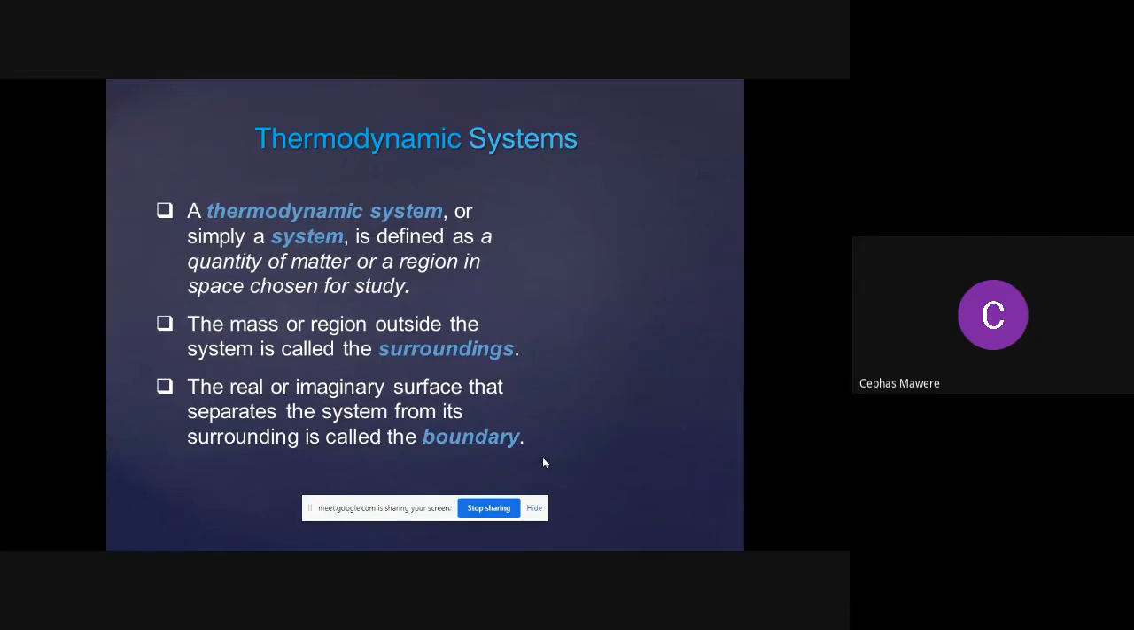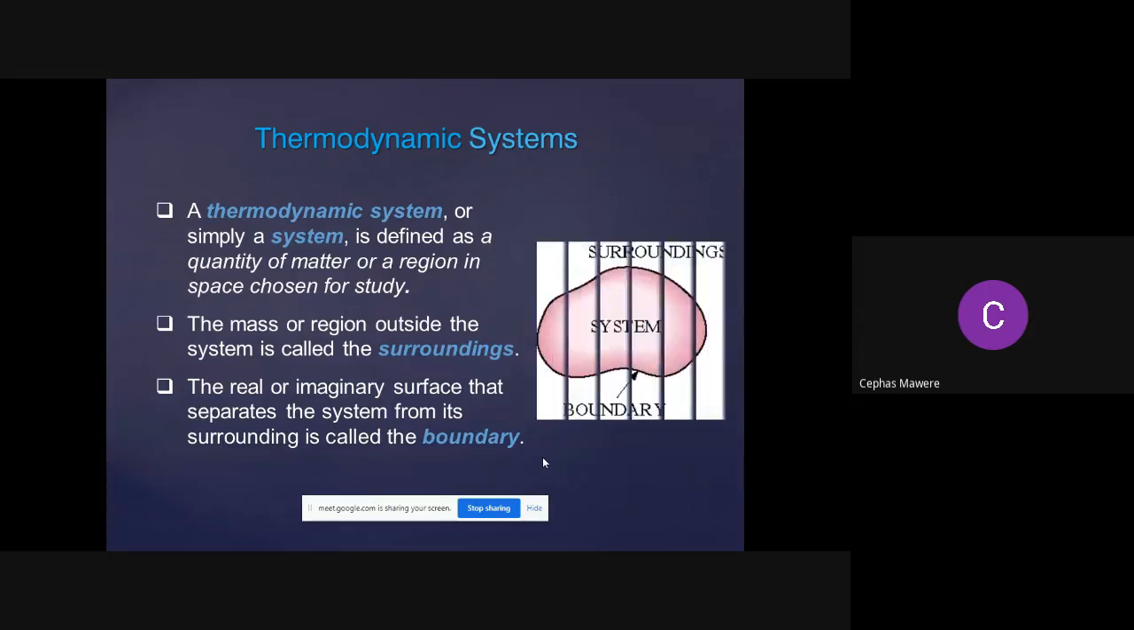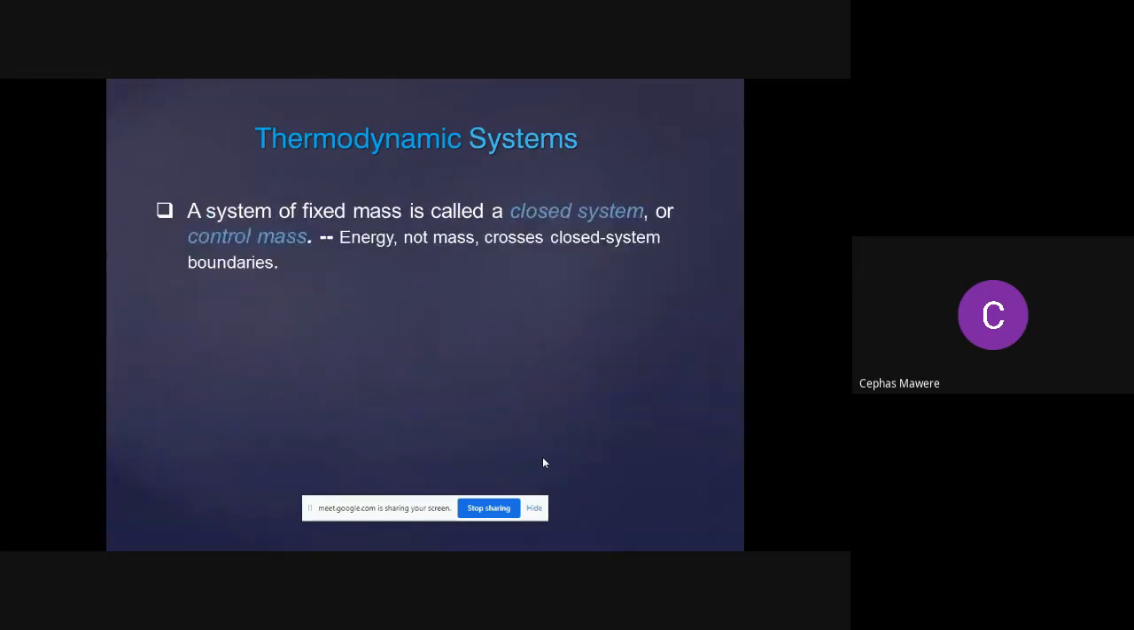Okay, so every thermodynamic system, or simply every system, is defined as a quantity of matter, or generally a region in space which we have chosen for study, and the region outside that system is what we call the surroundings, and the real or imaginary surface that separates the system from its surrounding is what we call the boundary. Okay, and so this is the illustration.